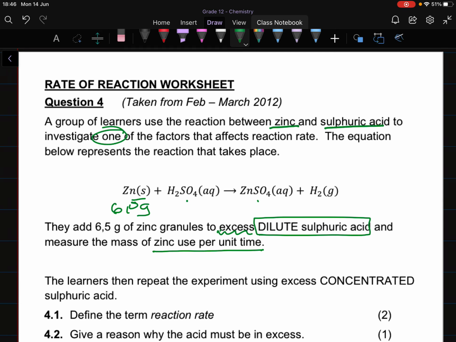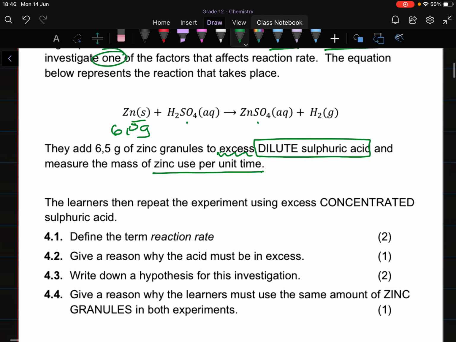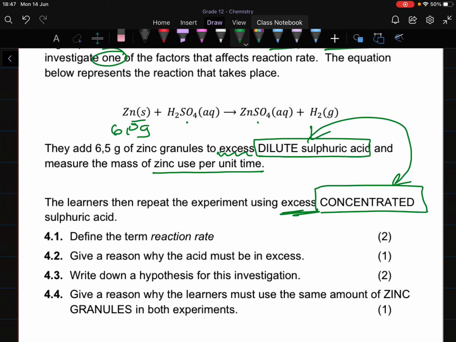And then they measure the mass of zinc used per unit time. So they would put it in an open beaker on a scale and the gas escapes and that tells me how much mass of the zinc is used. The learners then repeat the experiment using excess, again, concentrated sulfuric acid. So what have they done? They've looked at what happens to the concentration of the H2SO4. That's the factor they changed.